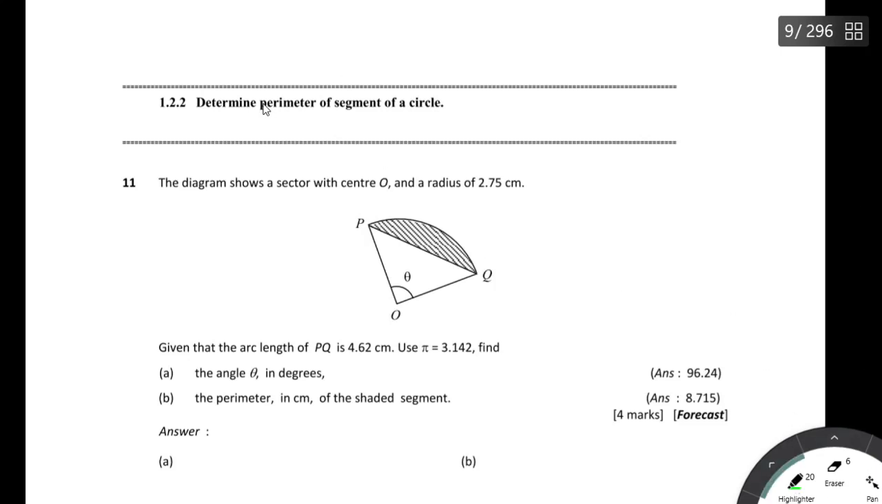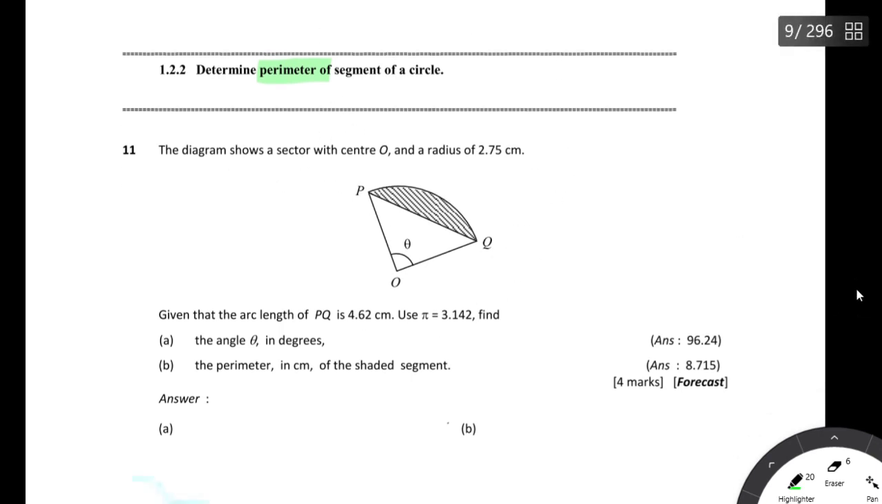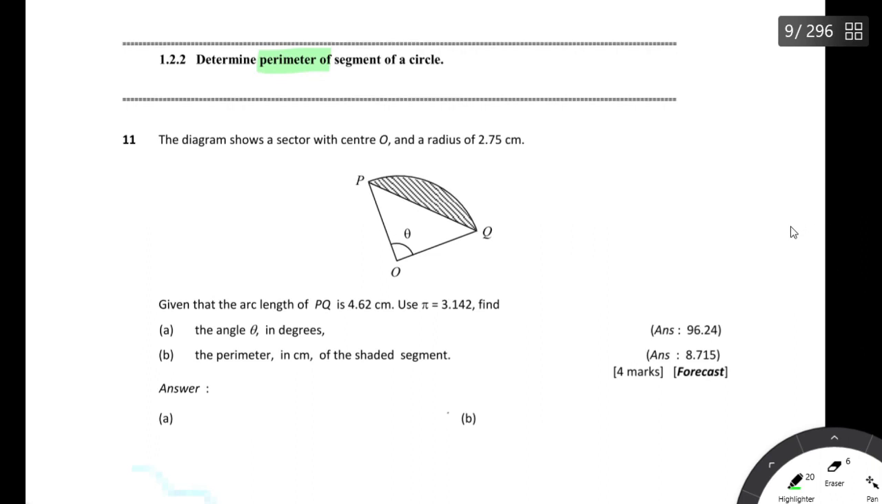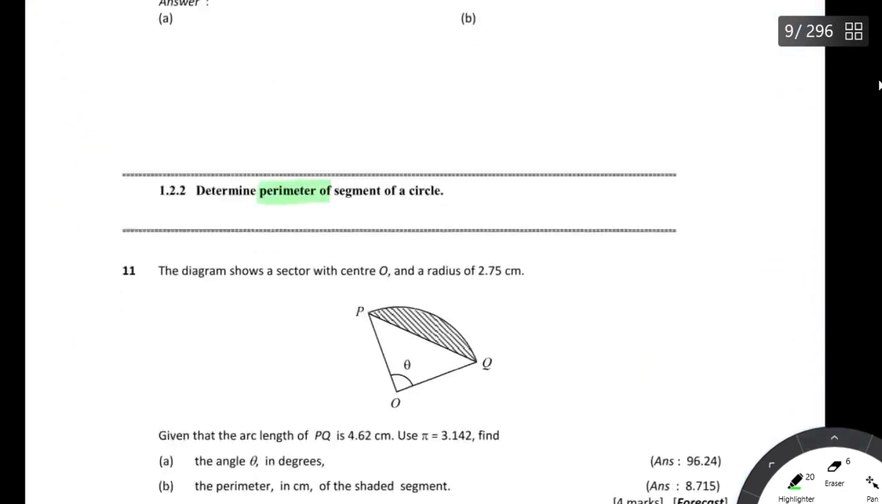Determine the perimeter. Perimeter is usually the perimeter of a segment. What's the formula that you can use for the perimeter of a segment? Do you still remember? When you find perimeter it is usually plus, isn't it? And if you can see here, segment of a circle. Which part will be the segment of the circle? If you can see, it's usually the shaded part. Now let's look at question 11. This is a forecast question.